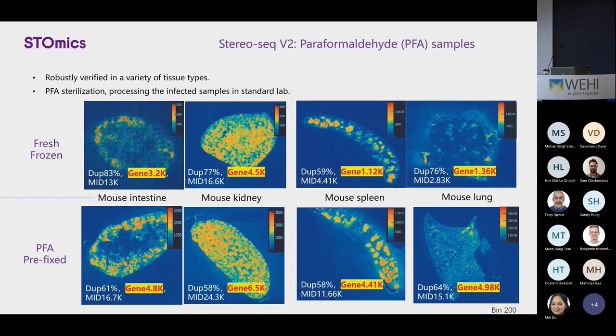Next. We did this across multiple tissue types, and not only do we see the same improvements in diffusion for every tissue type, but we also see improved gene counts and MID counts. Good improvements across all these tissue types. Better capture efficiency.